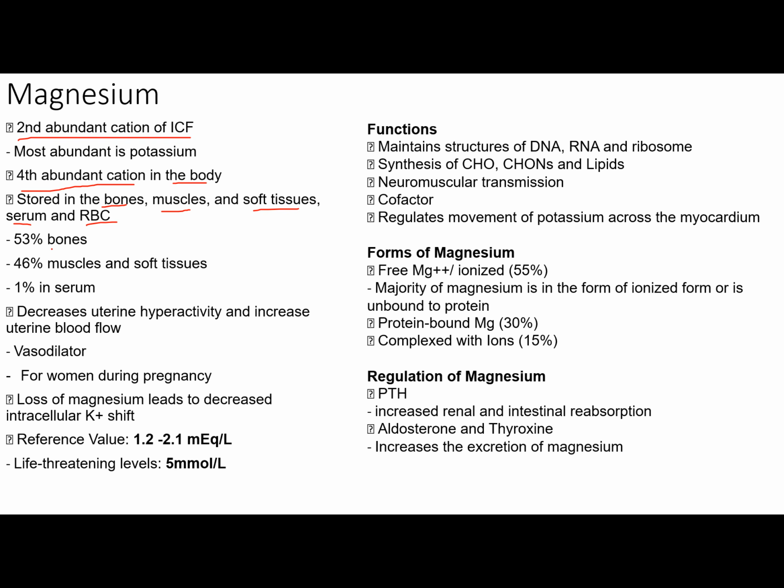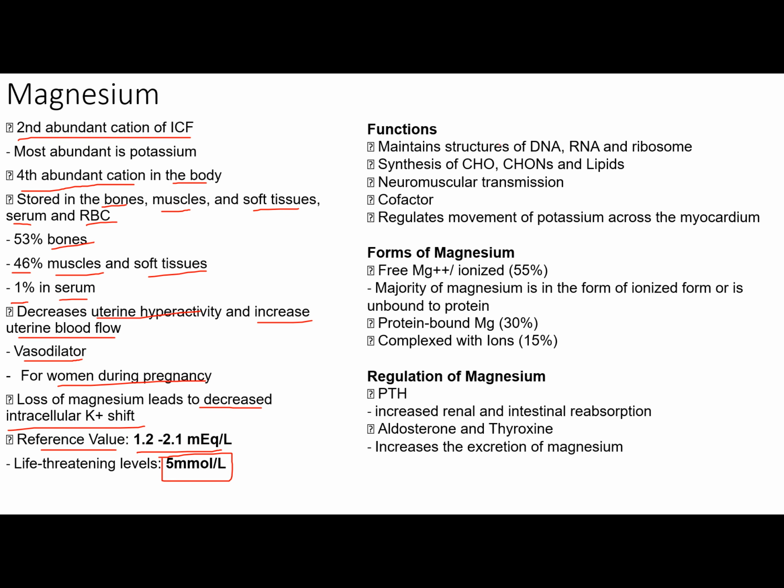53% of magnesium are found in bones, 46% are found in muscles and soft tissue, and 1% are found in the serum. Decreases uterine hyperactivity and increase uterine blood flow. Vasodilator for women during pregnancy. Loss of magnesium leads to decreased intracellular potassium shift. Reference value is 1.2 to 2.1 mEq per liter, and life-threatening level of magnesium class is 5 millimole per liter.